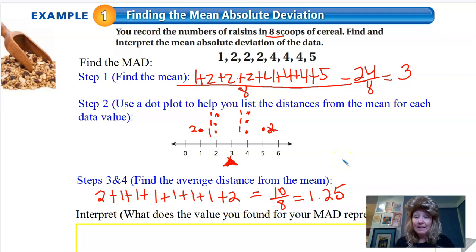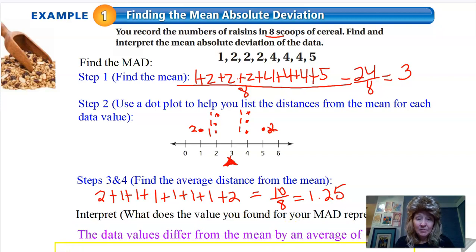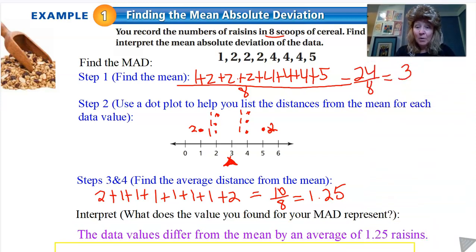So what I'm saying is this. The data values differ from the mean by an average of 1.25 raisins. Now, the big deal is maybe somebody else had a package where the scoops differed by maybe 4 or 5 raisins, right? So then that means that data is more spread out, which means it's kind of less predictable, right? When we do surveys, we're trying to predict behavior.